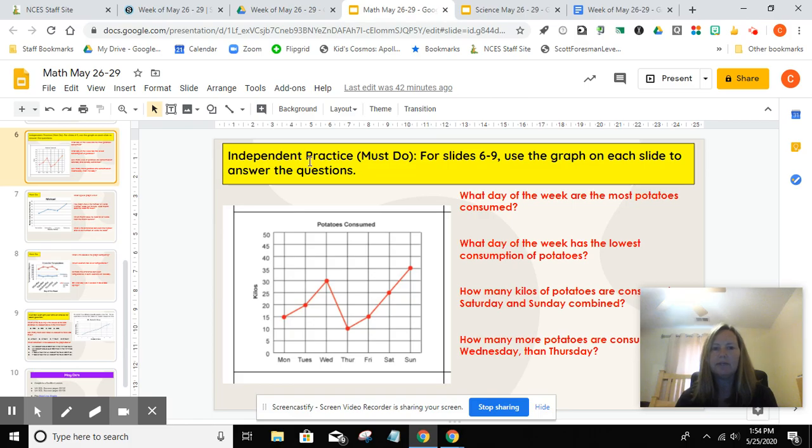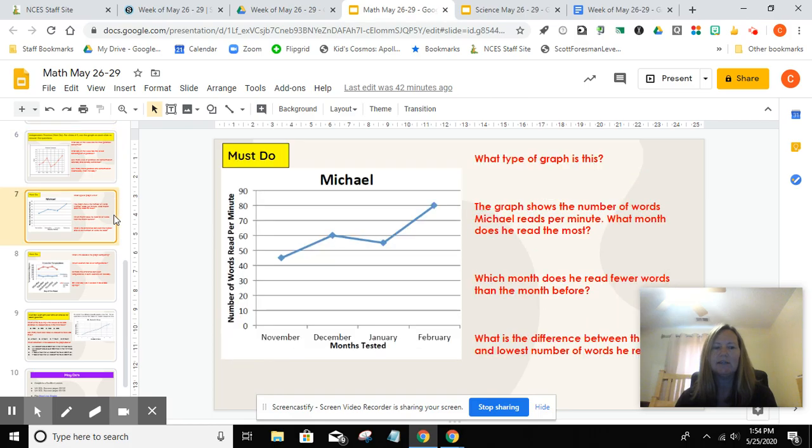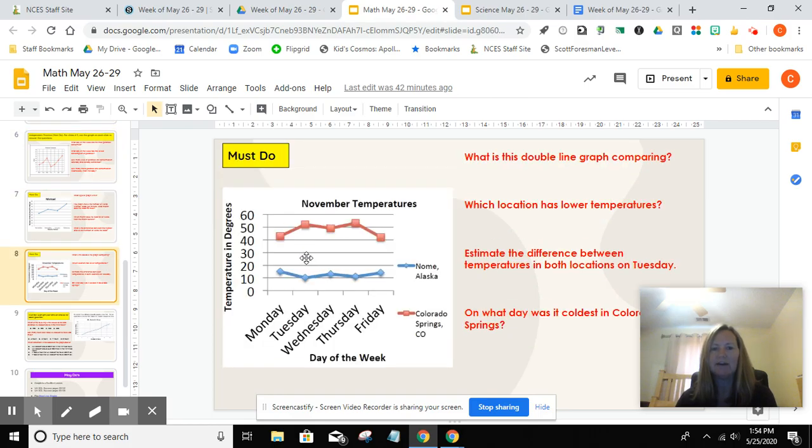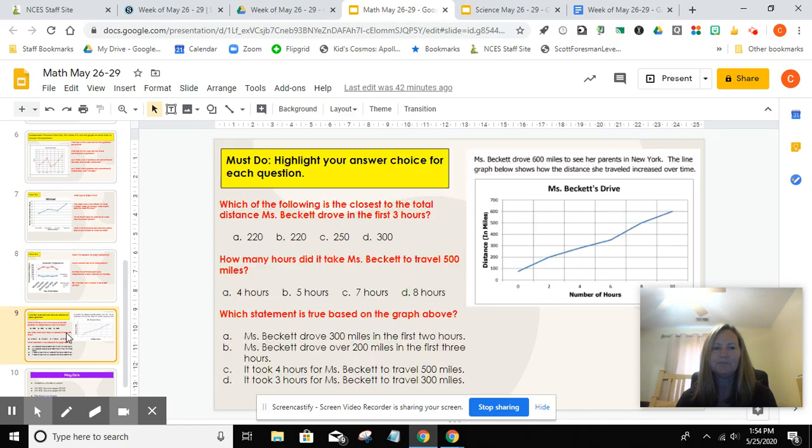Slides 6 through 9. These are all going to be those independent practice questions. And remember, they are the must-dos. So make sure that based on this graph, you answer all of these questions. The same thing with 7 and 8. You're going to have different line graphs this week, and you're going to have to answer questions based on those.